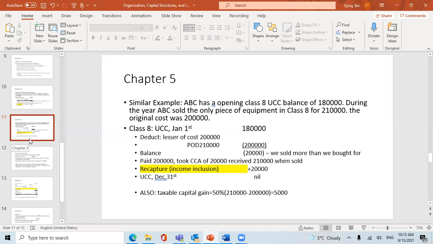Because that's basically very easy to remember: you sold for more than you bought it for. You sold more and you compare the proceeds of disposition and compare your original cost, you actually make money. So you have to pay tax on that money, the capital gain you make, and also you need to recapture the $20,000 into your income at the end of the year.